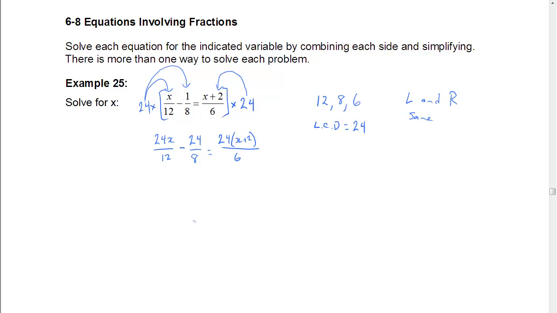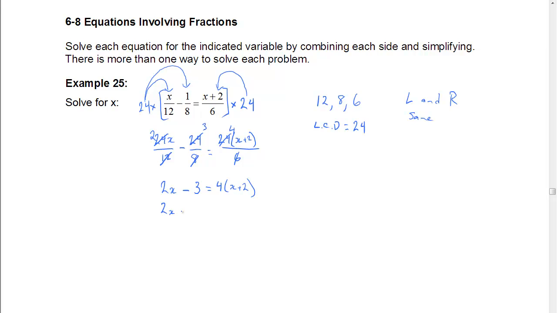Now, how did that help make this question easier? Well, because you chose the LCD, you're going to be able to reduce all of these. And this is going to leave 2 here. This is going to leave 3. And this is going to leave 4. And that gives us the equation 2x minus 3 equals 4 times x plus 2, which is a nice equation that we should be able to solve.